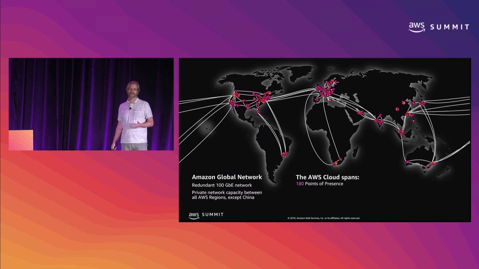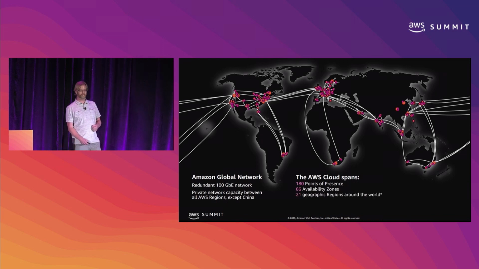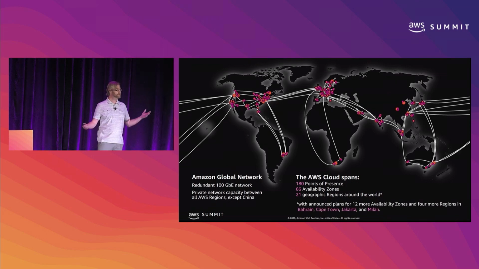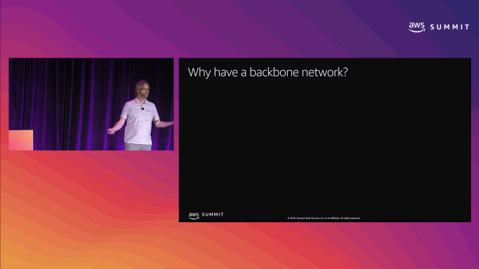And then pretty much we have about 180 points of presence. We've got 66 availability zones, 21 geographic regions so far, because we always say so far because more are coming. The only caveat that I just want to mention is that with our AWS backbone, the only thing that it doesn't traverse is the People's Republic of China, for obvious reasons that have their laws and mitigations.